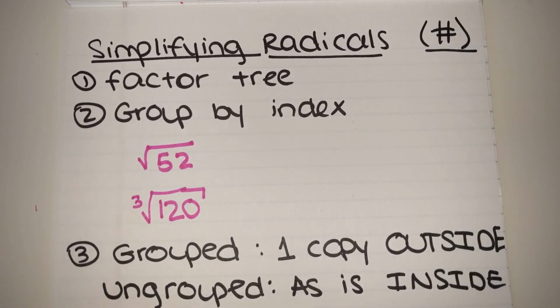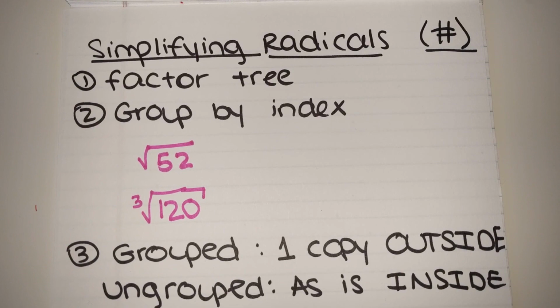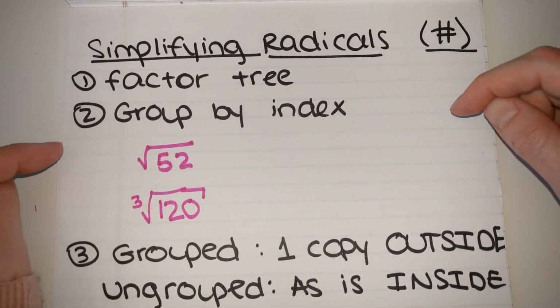So to simplify a radical, we need to break up the number into smaller pieces so we can see which pieces are going to stay inside and which pieces can come outside as perfect squares or perfect cubes. To do that, our first step is we draw a factor tree. Then we group by the index.